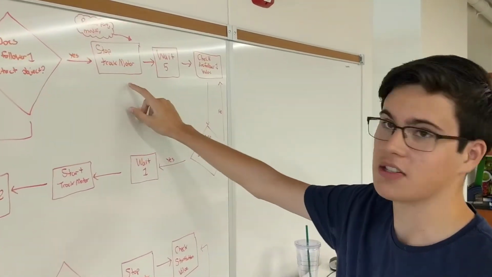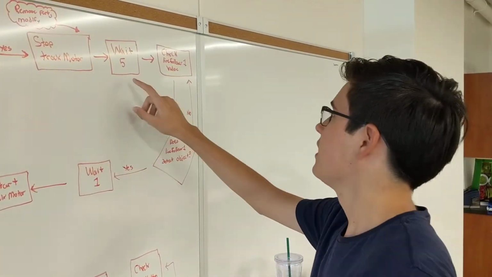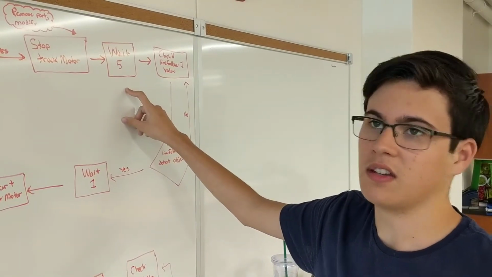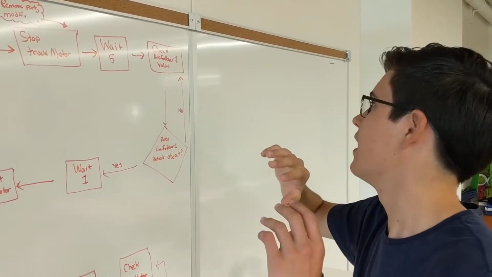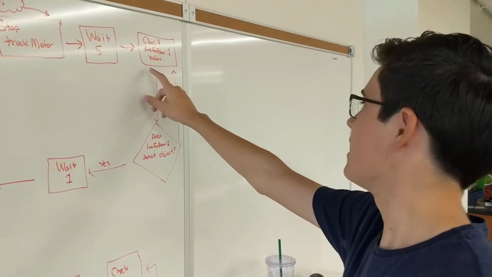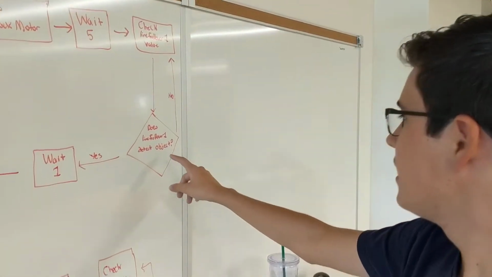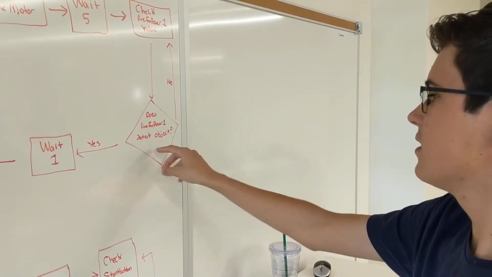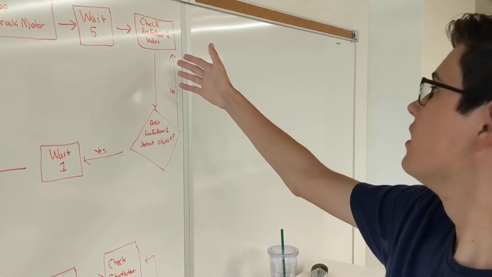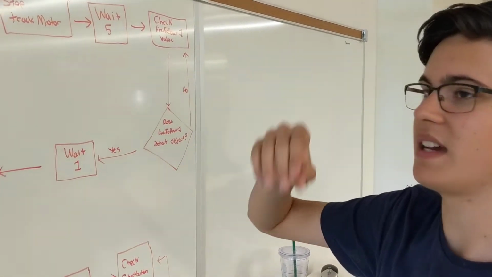If it does, it stops the track motor at the checkpoint, waits 5 seconds for the person to take it off and assemble it, and then checks the line follower value. If the line follower detects an object, it'll continue, but if it doesn't, it'll keep waiting until the person places it back on the track.